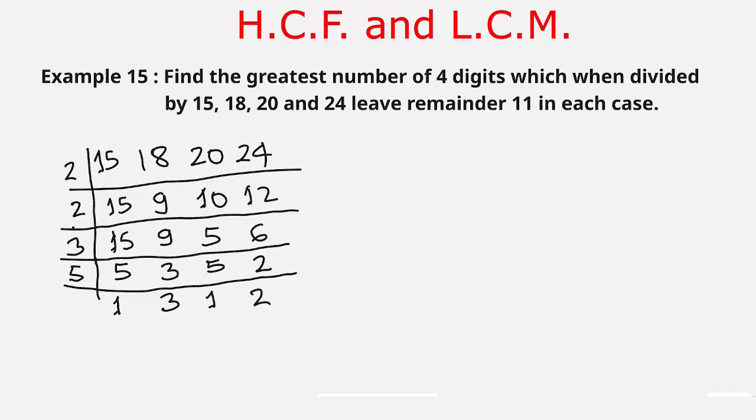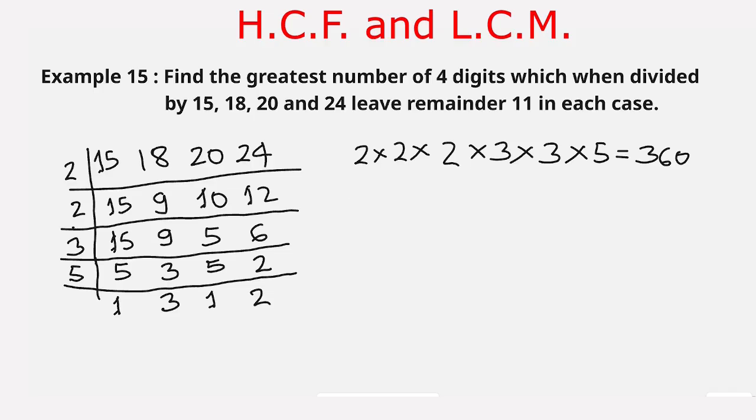Now our LCM is 2 multiplied by 2 multiplied by 2, and the 2 in the last row, the leftover number. Then we multiply by this 3 and the 3 of the last row, multiplied by 3, multiplied by 3 and multiplied by 5. This is equal to 2 multiplied by 2 is 4, multiplied by 2 is 8. 8 times 3 is 24, times 3 is 72, and 72 times 5 is 360. And 360 is our LCM.